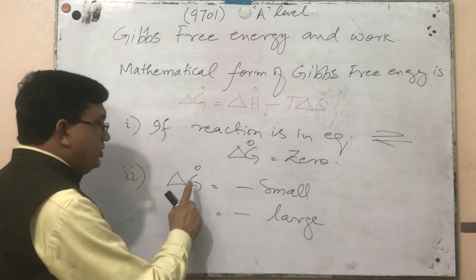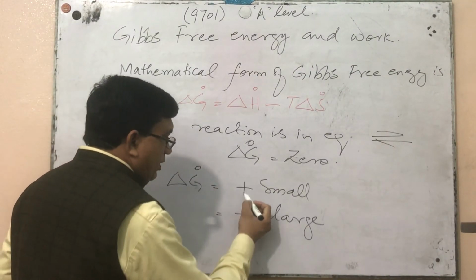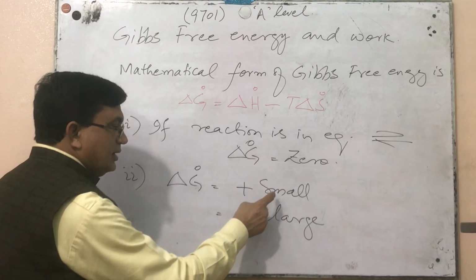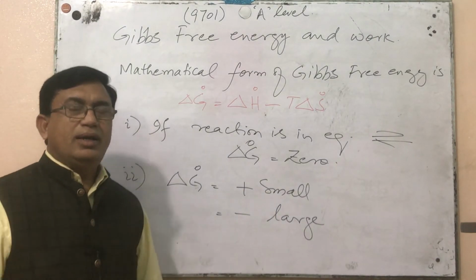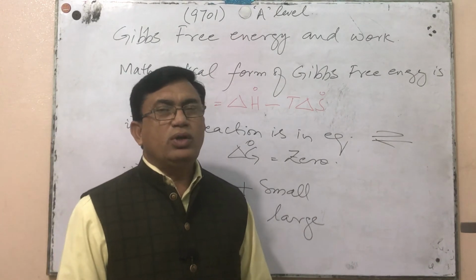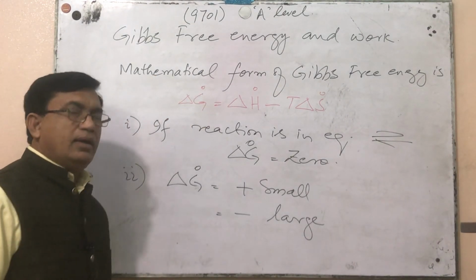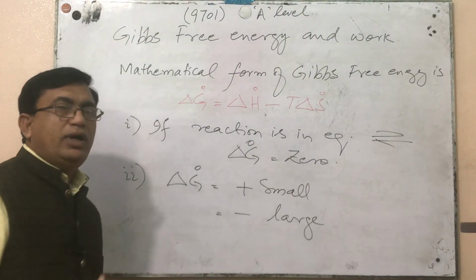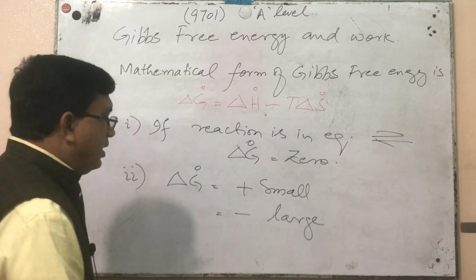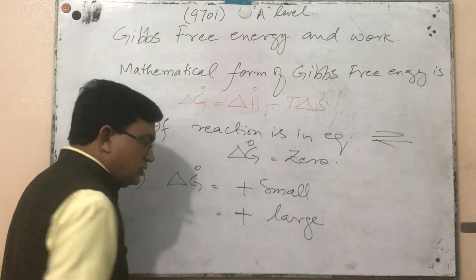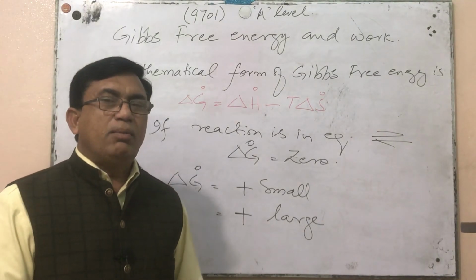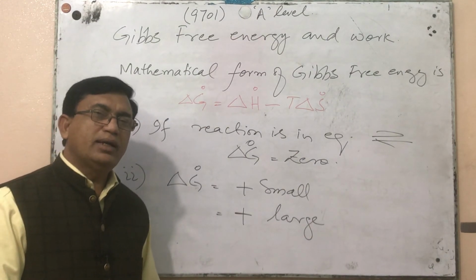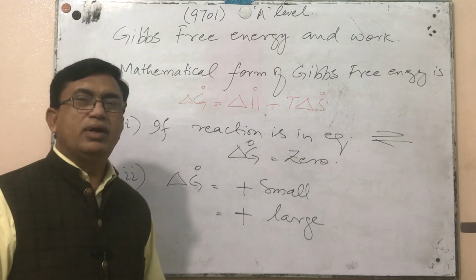But if the delta G naught is small positive, this indicates that the reaction will proceed slowly, converting gradually into the product. But if the delta G naught is large positive, this indicates that the compounds are less stable and will return back into the reactants and remain in the form of reactants for a longer time.